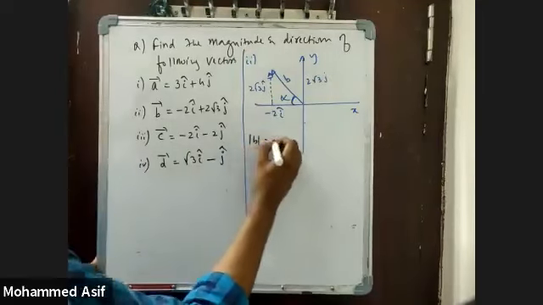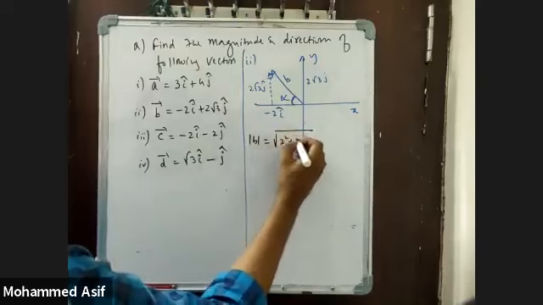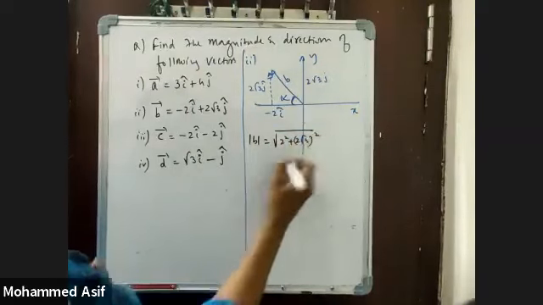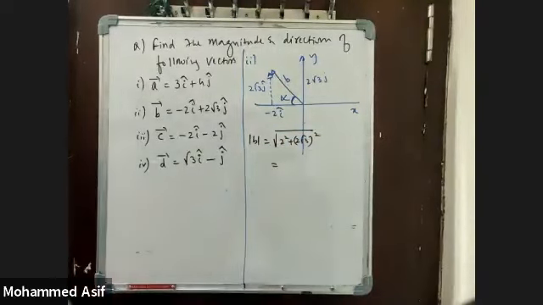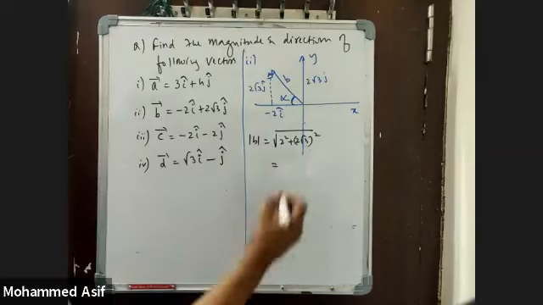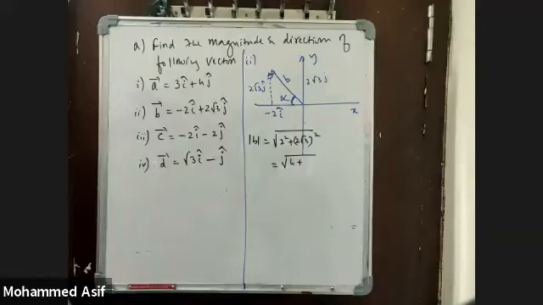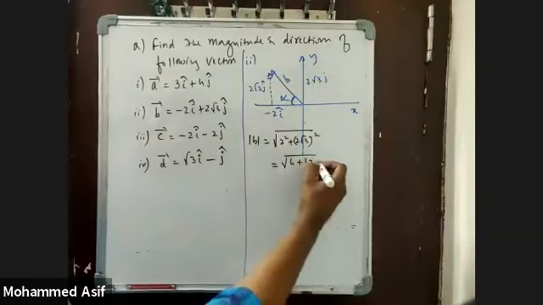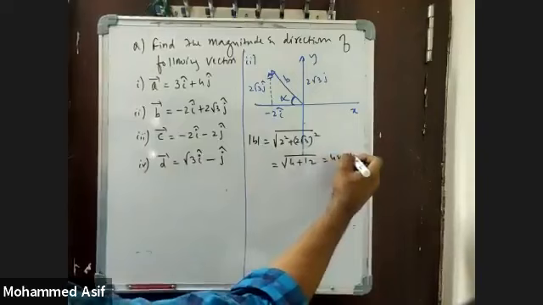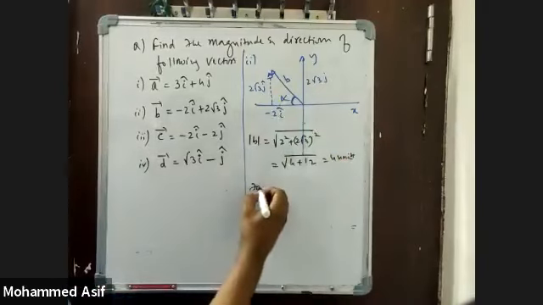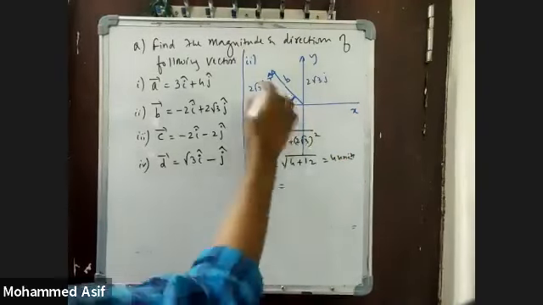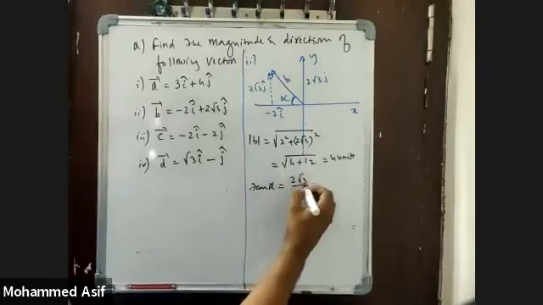Mod of b is equals to under root of 2 square plus 2 root 3 whole square. You simplify this one. 2 square is 4 plus root 3 square is 12, so that will become 16. That will become 4 units. Clear? Alpha value is how much from the figure? Tan alpha is equals to 2 root 3 divided by 2.